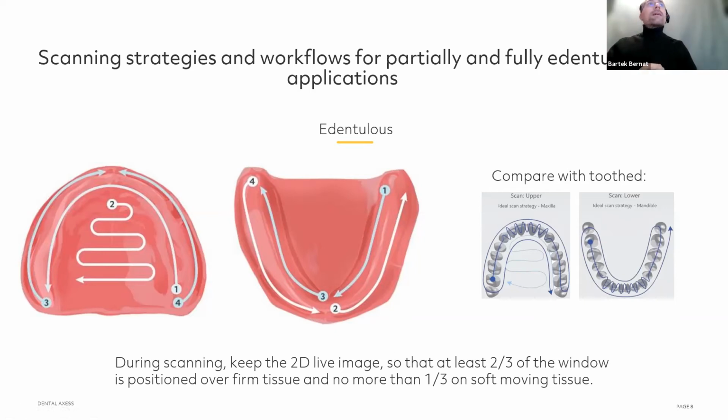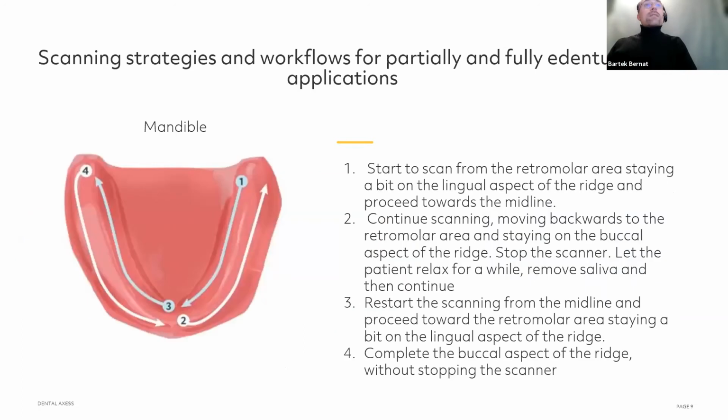You'll see that. So yeah, this is the mandible. I'm just going to cover it very, very quickly because I'm just going to show it live. So basically, for the mandible, we are starting in the retromolar area, staying a bit on the lingual aspect of the ridge and proceed towards the midline. Then you continue scanning, moving backwards to the retromolar area and stay on the buccal aspect of the ridge.